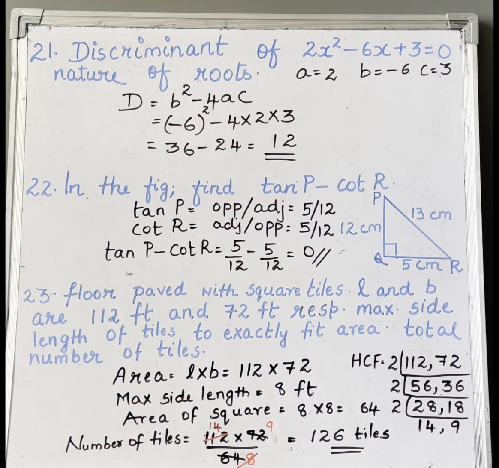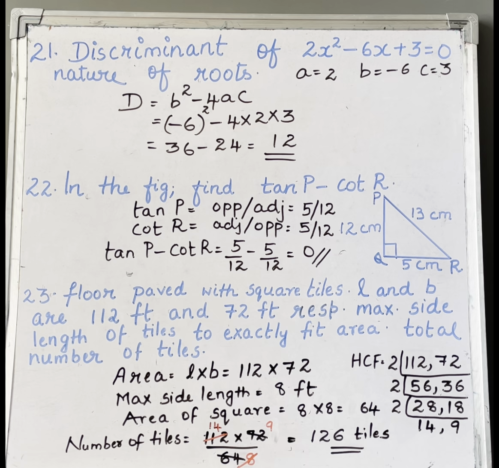Now moving on to the 22nd question. In the figure, find tan p minus cot r. This is again from the chapter trigonometry. The trigonometric ratio tan refers to opposite by adjacent, and cot is adjacent by opposite.